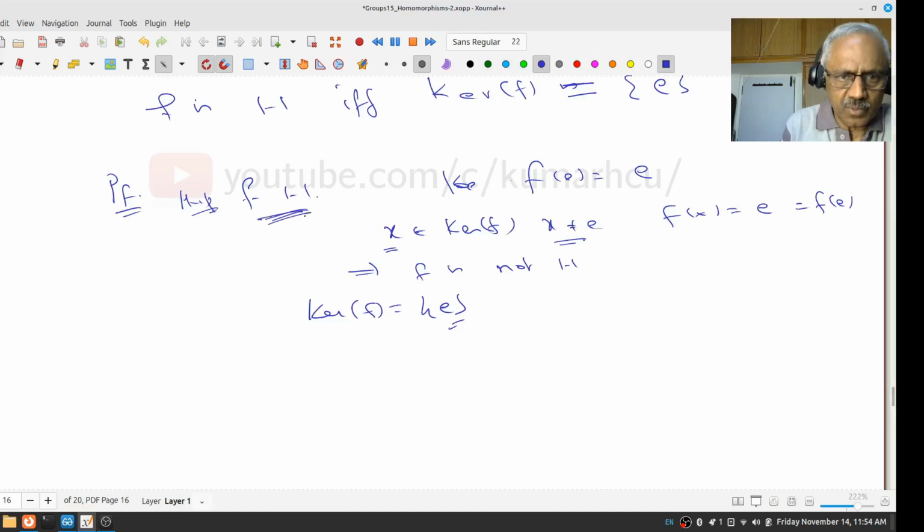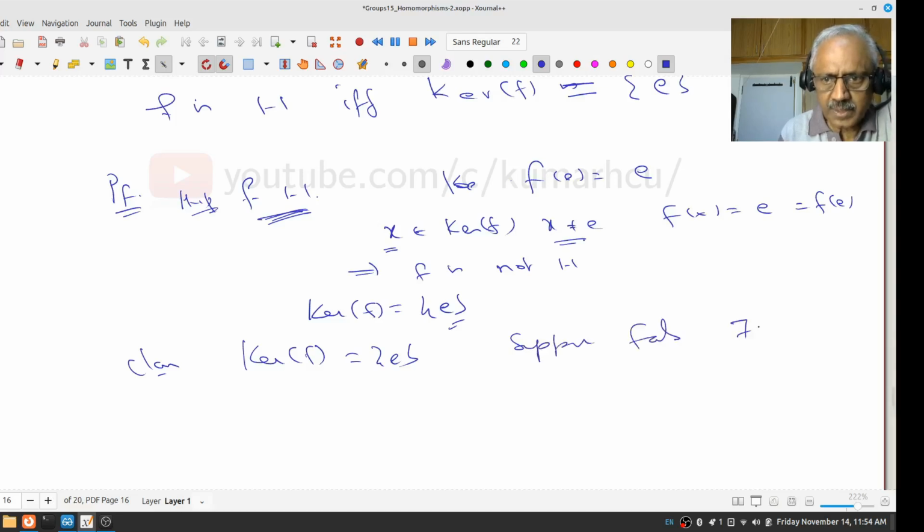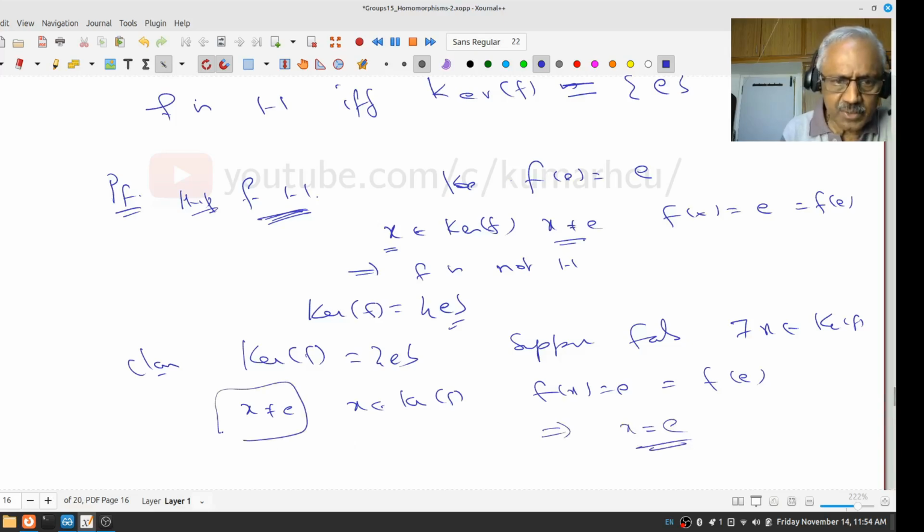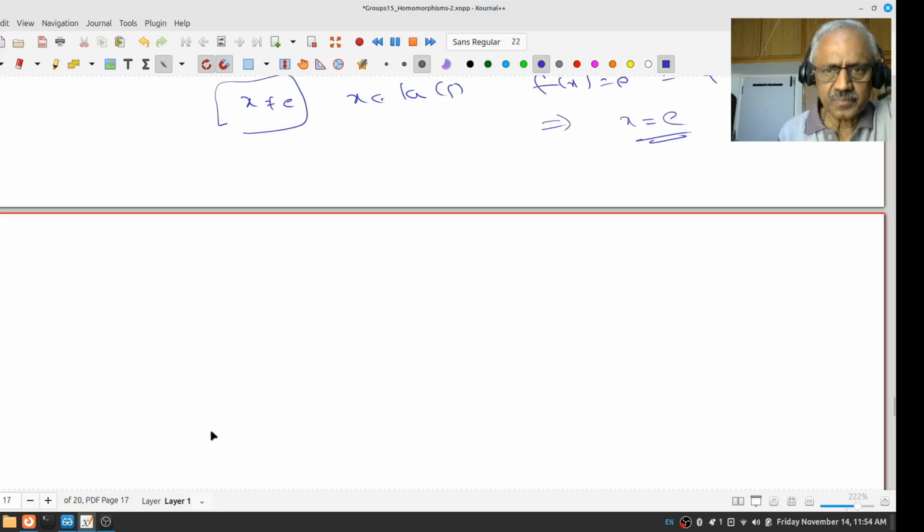So assume f is 1-1, claim the kernel of f is singleton. Suppose false, there exists X in kernel of f so that X is not equal to e. Since X is in kernel of f, f of X is identity, but so is f of e. Since f is 1-1, that means X is equal to e. But that's a contradiction because we assumed X is not equal to e. Is that clear? Okay, pause, review, proceed.